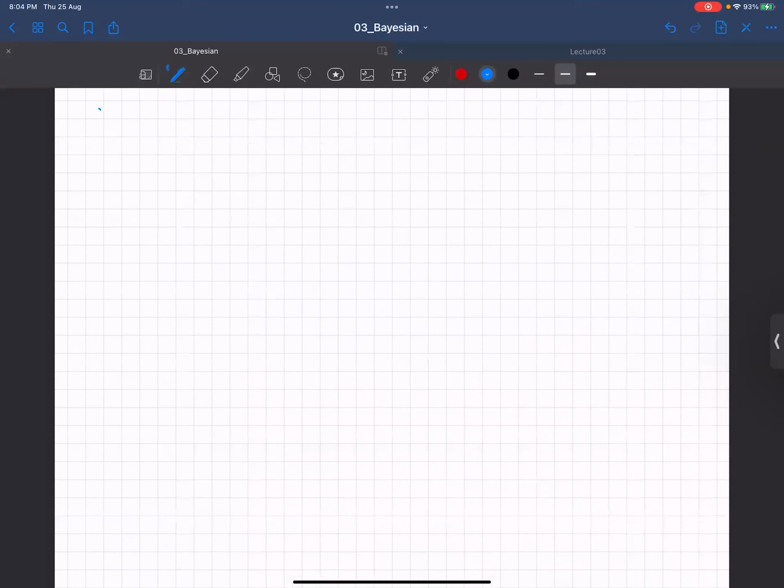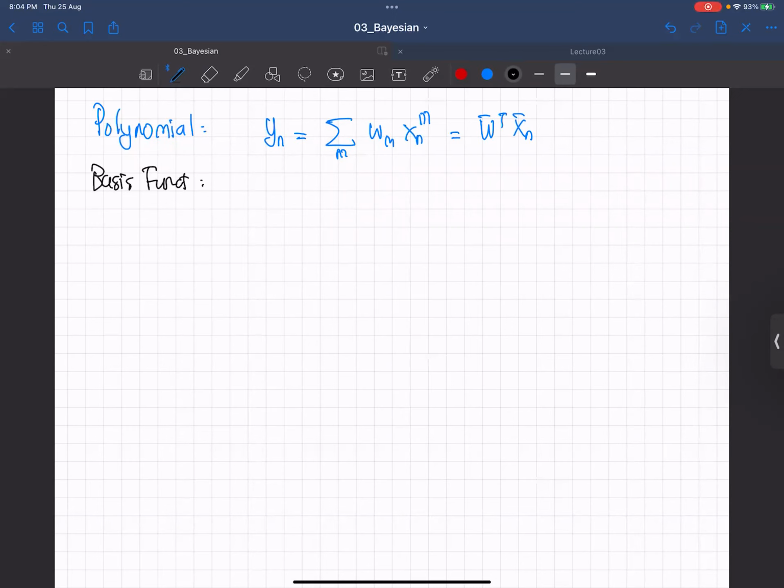Okay, so again, if it is a polynomial function, we have yn equals the sum over m of wm xn power m, which equals w transpose xn bar. If it is a general basis function, then we have yn equals w0 plus the sum over m equals 1 until M minus 1, which is actually the same as the polynomial function. But the difference here is that wm has a function phi m of xn. So this is basically the difference between the polynomial function and the basis function. But again, the basis function can capture the polynomial function as well.